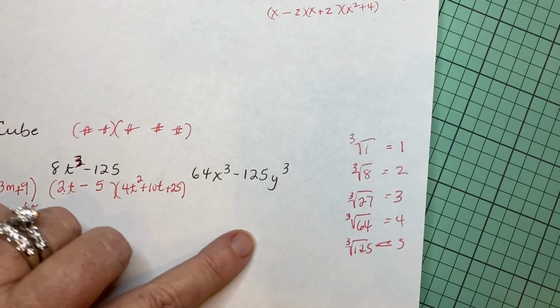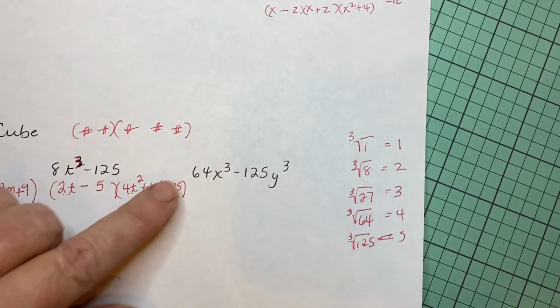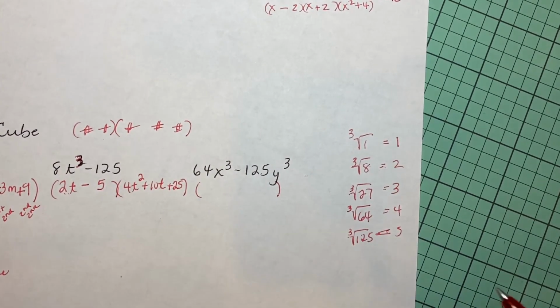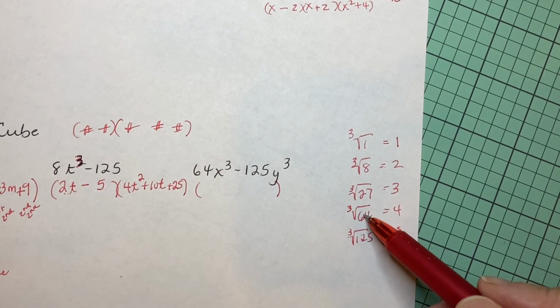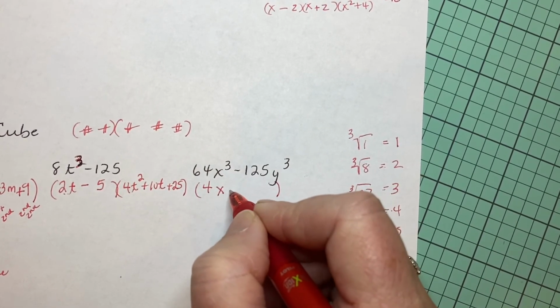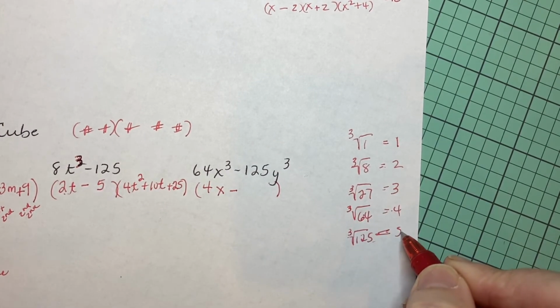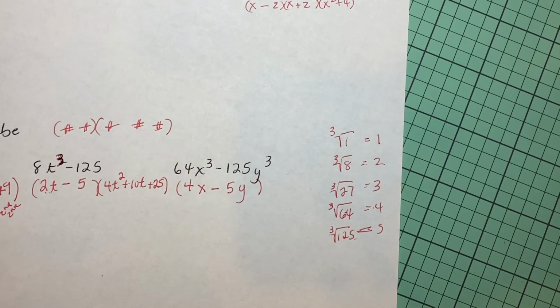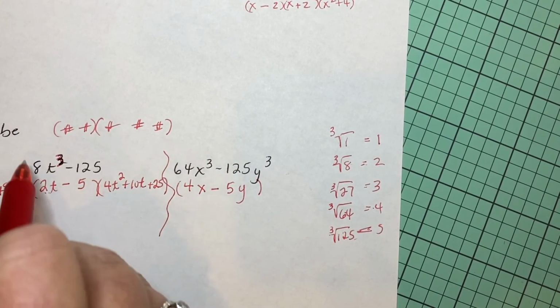So let's do one more. So right here, we're going to do a parentheses and cube root everything. We've got our cube roots over here. So the cube root of 64 is 4. So that's a 4x minus the cube root of 125, which is 5, so 5y. So that's our first parentheses. Sorry, I've put these two so close together.